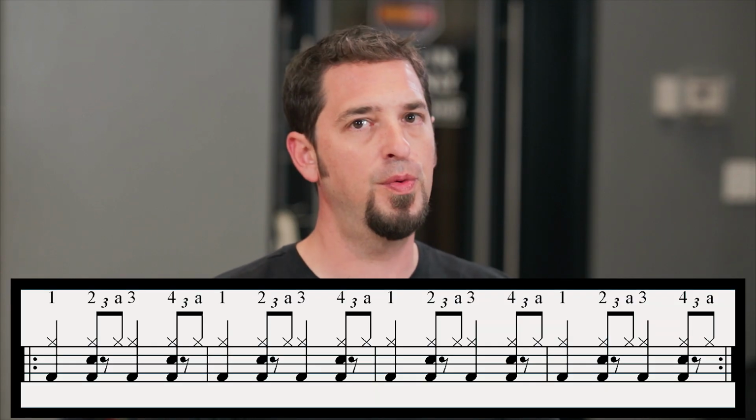Awesome. All right, let's add the snare. Snare's on 2 and 4. 1, 2, 3, 4.